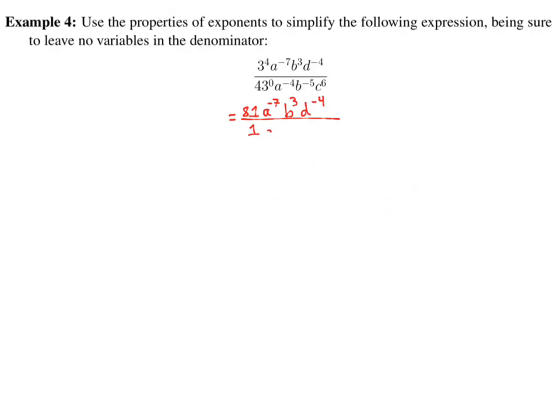On the bottom, 43 to the 0 is 1, because remember, anything to the 0 is 1, well, except for 0 to the 0. But 0 to the 0 causes a black hole, in which no matter nor even light can escape, and that's bad. Don't even think about it.